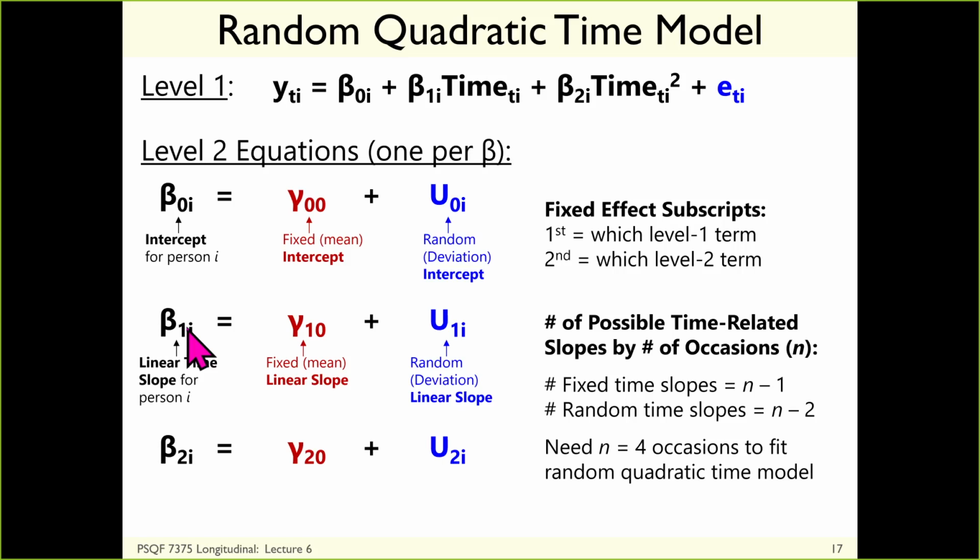Then beta 1. We've done this one before. One catch: because of this time squared term, beta 1 is conditional. So everything in this line is conditional on time 0. So gamma 1,0, what we used to call just the fixed linear time slope, is the fixed linear time slope at time 0 specifically, because this model predicts that it changes as a function of time. Likewise, U1 is how far off my linear time slope at time 0 is specifically from the fixed slope.